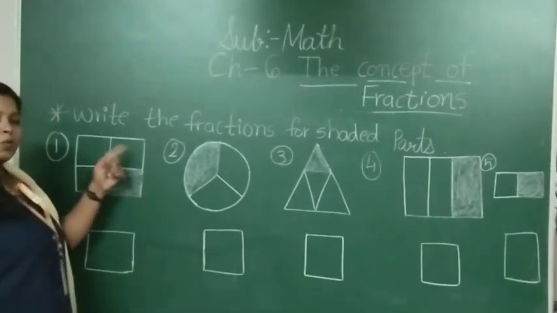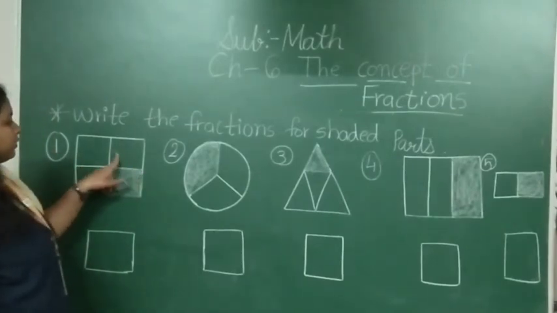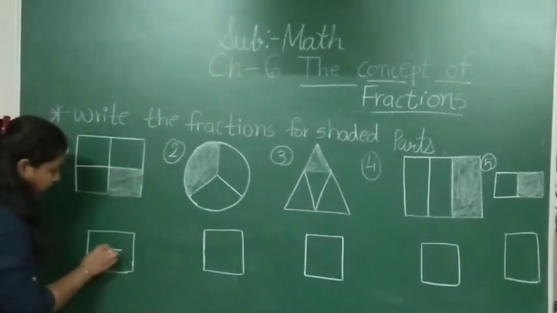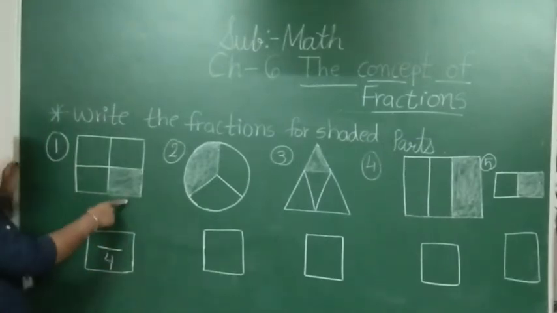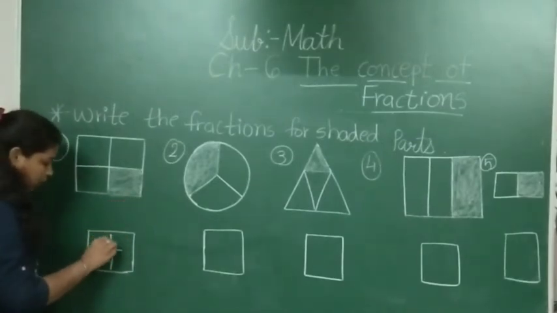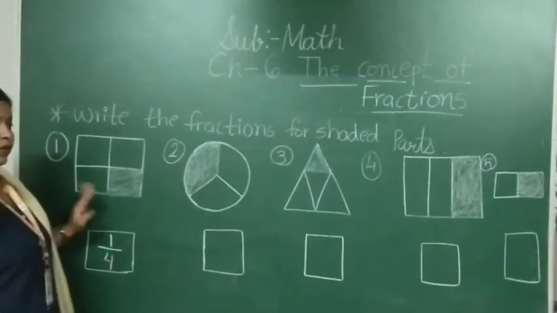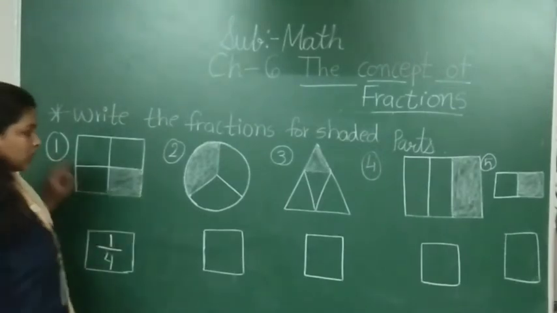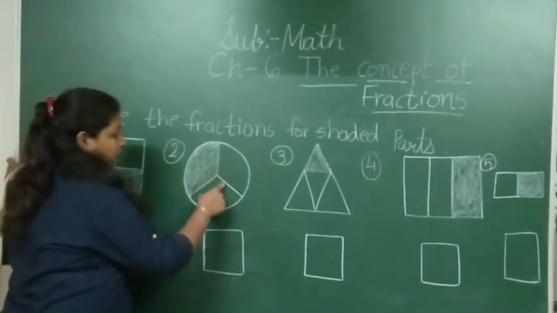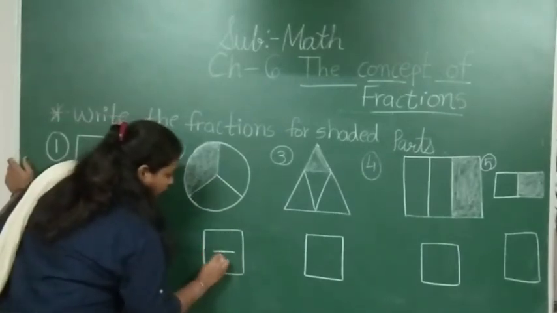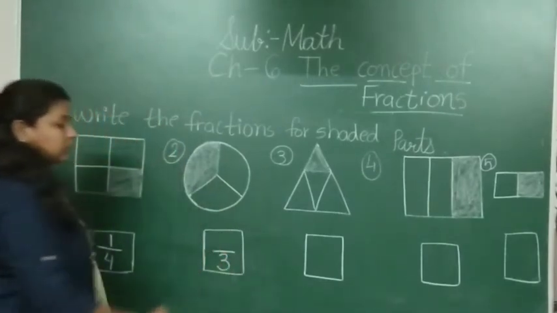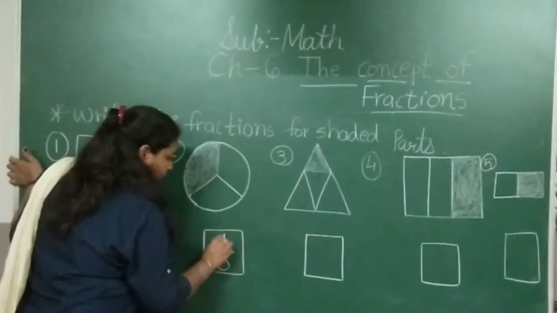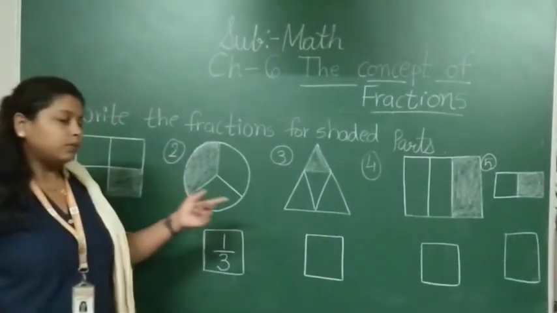Here you can see one square is given to you, and in that I have done the 4 equal parts. Here you can see how many parts are there? 4 equal parts. So you can write 4 over here, and the one part is shaded. So 1 at the upside of number 4. So this fraction will be 1/4. क्या कहलाएगा ये? 1/4. After that you can see 3 part of a circle is given to you. So यहाँ पे total parts आएंगे 3, and from the 3 part, how many parts are shaded? Only 1 part. So you have to write 1 at the top of this number.